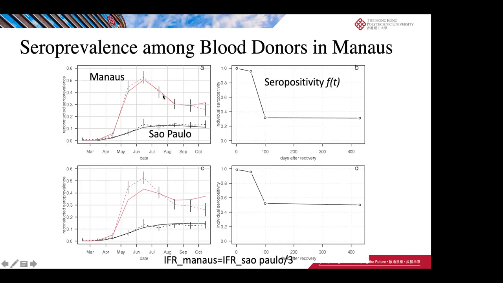The dotted line is the reported serological prevalence among blood donors, and the solid line is my simulation based on the death data and this hypothesized F_t. If you assume it's not dropping so fast, then the fitting becomes very poor. Here I also need another assumption. The infection fatality rate in Manaus is much lower than the infection fatality rate in São Paulo.